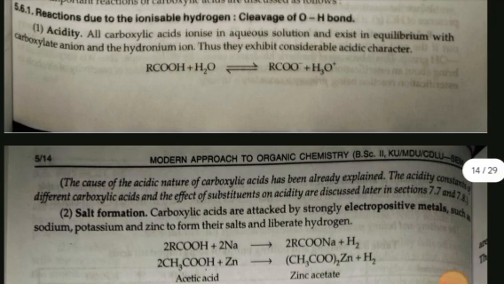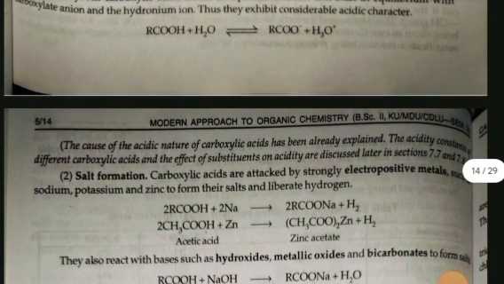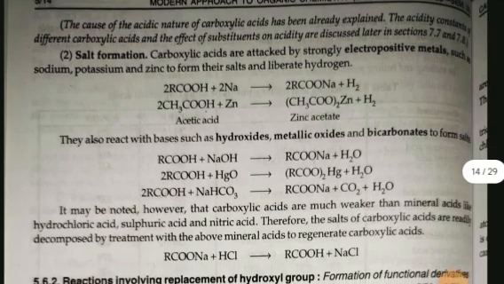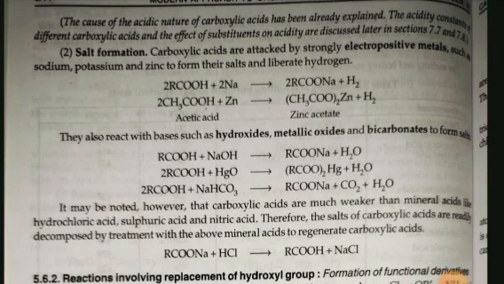The reactions due to the ionization of hydrogen, cleavage of the OH bond. First is acidity. All carboxylic acids ionize in aqueous solution and exist in equilibrium with the carboxylate anion and the hydronium ion, thus exhibiting considerable acidic character. For example, RCOOH plus H2O equilibrium gives rise to RCOO negative plus H3O positive. The cause of the acidic nature of carboxylic acids has already been explained. The acidity constants of different carboxylic acids and the effect of substituents on the acidity are discussed later in sections 7.7 and 7.8.